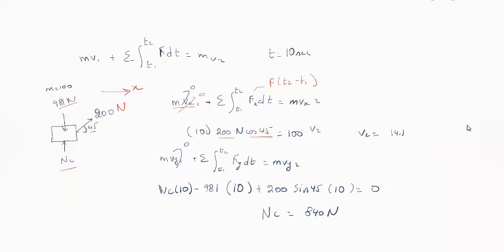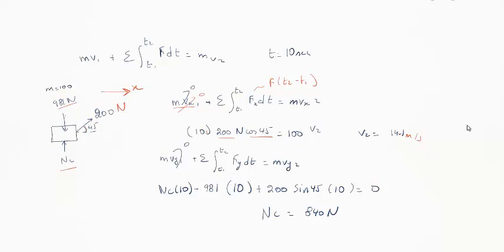And now it's going to give us 100 v2. Now notice, the body is only moving in x, it's not moving in y. So we get 14.1 meters per second when we solve this. Now we want to know what is the reaction N_C.